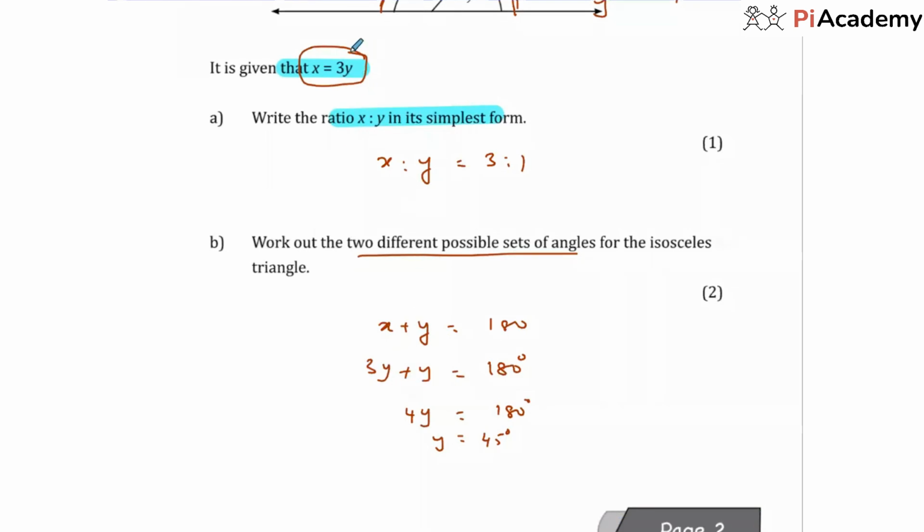Yeah, so I'm replacing x with 3y, since you're given x equal to 3y. Oh, okay. Yeah, 3y plus y is equal to 180. So 4y is equal to 180. So y is equal to 45 degrees.